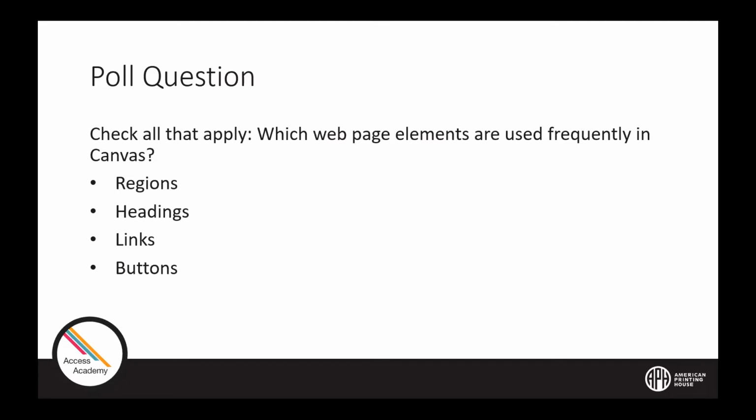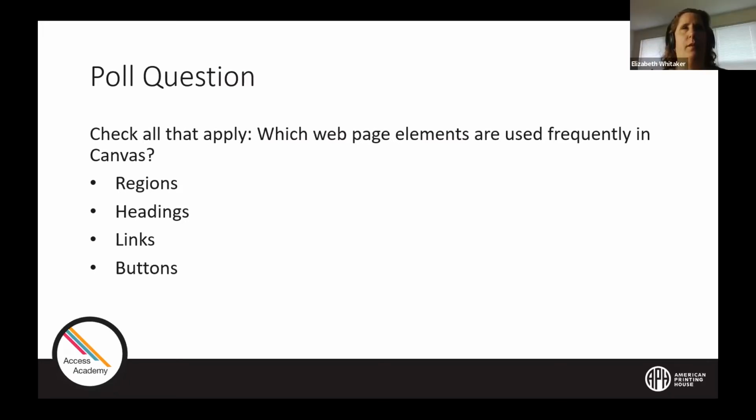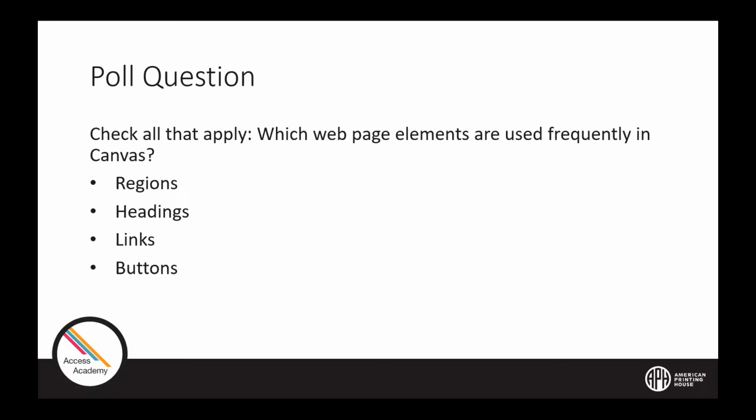No questions so far. So we'll take a look at the poll. The question was, check all that apply. Which web page elements are used frequently in Canvas? This was a multiple choice. 80% said links, 84% said headings, 65% said buttons, and 31% said regions.